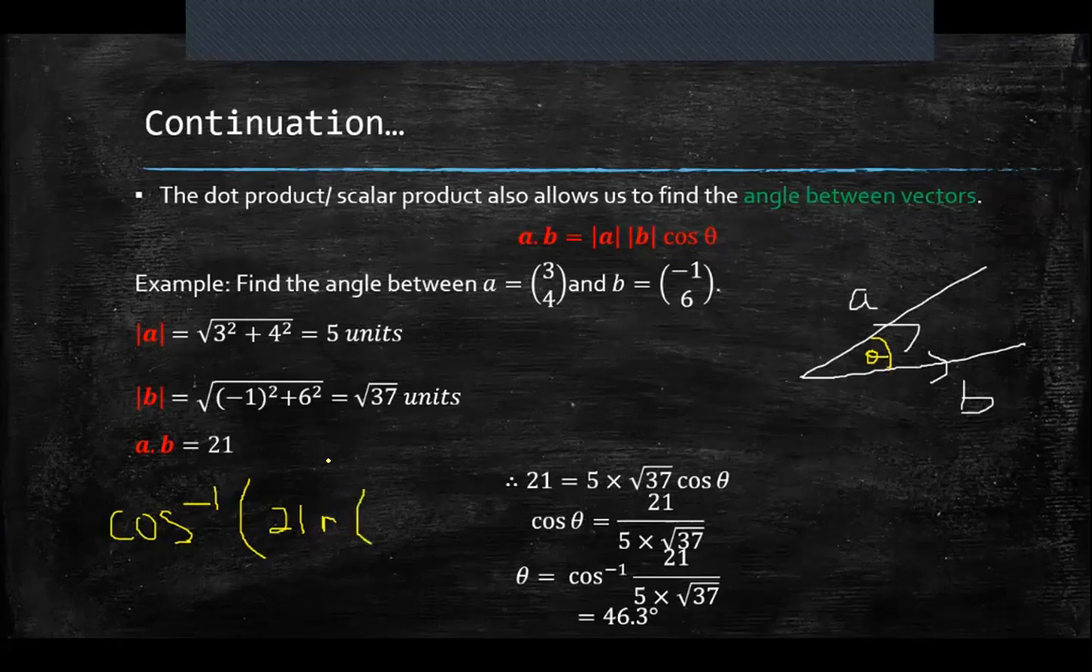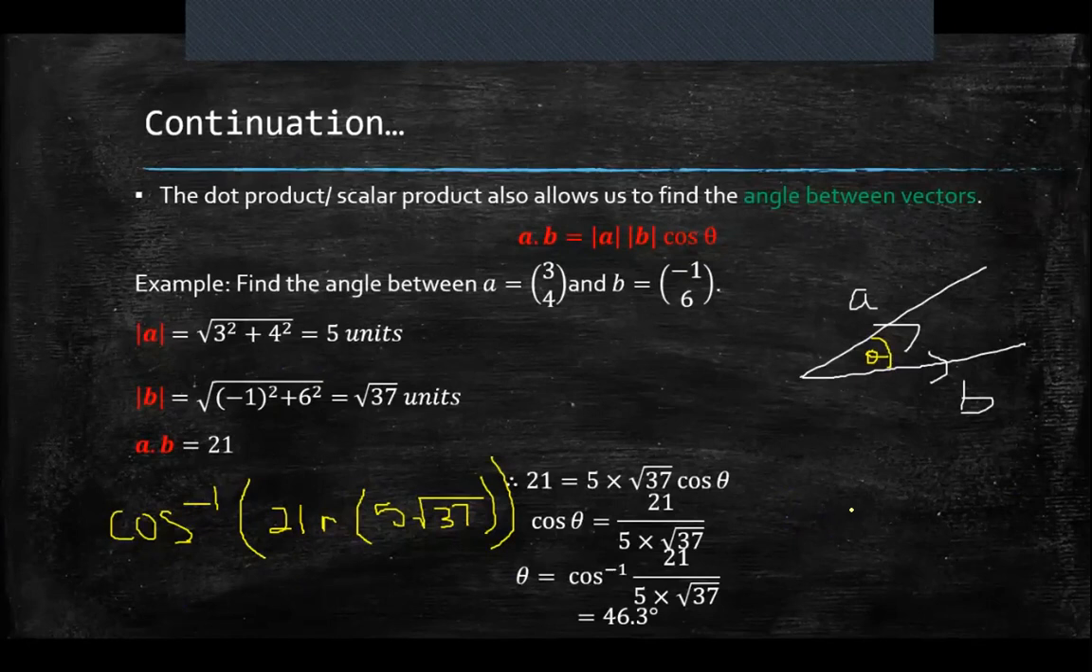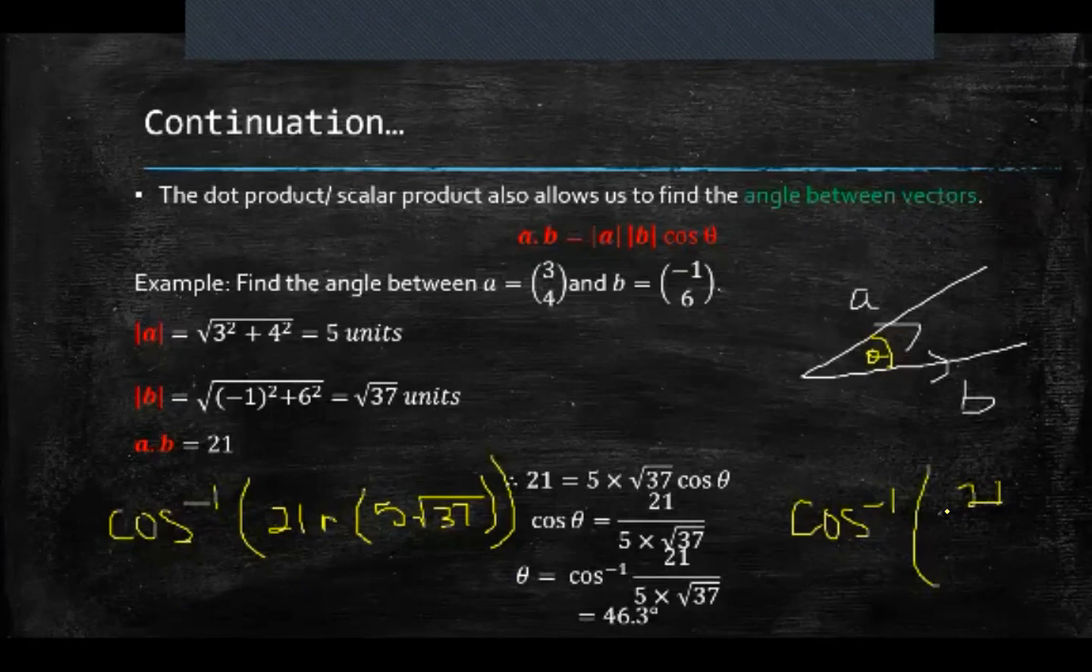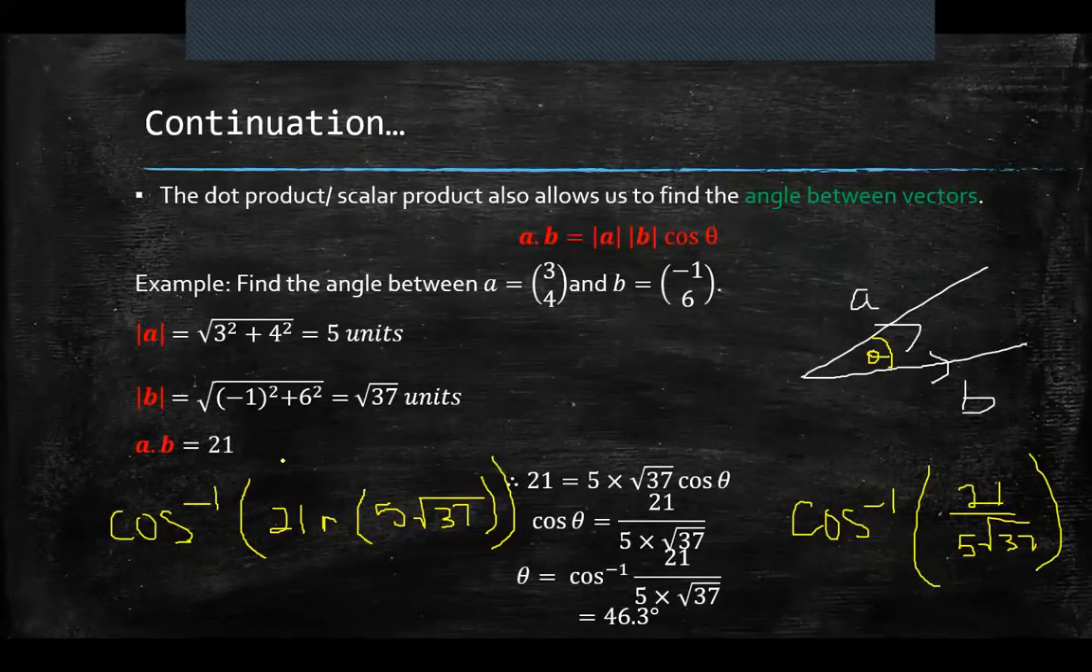Then you put an open bracket again. You put 5 times the square root of 37, close that bracket, then put another bracket to close it. But like I said, if you have a Sharp calculator, you could really just put cos inverse and put the fraction as it is. And you should get this answer. So this is Sharp, depending on the type you have. And then this is a Casio calculator that allows you to put the fraction as it is.